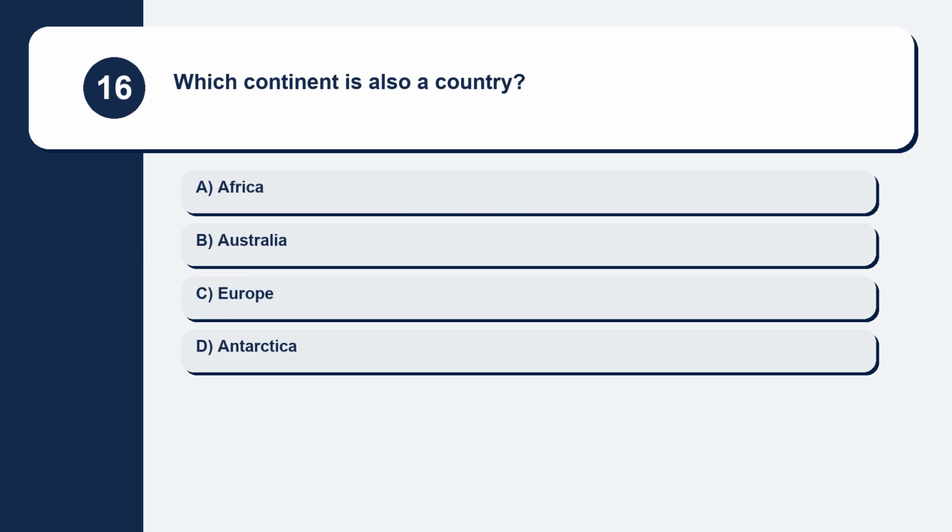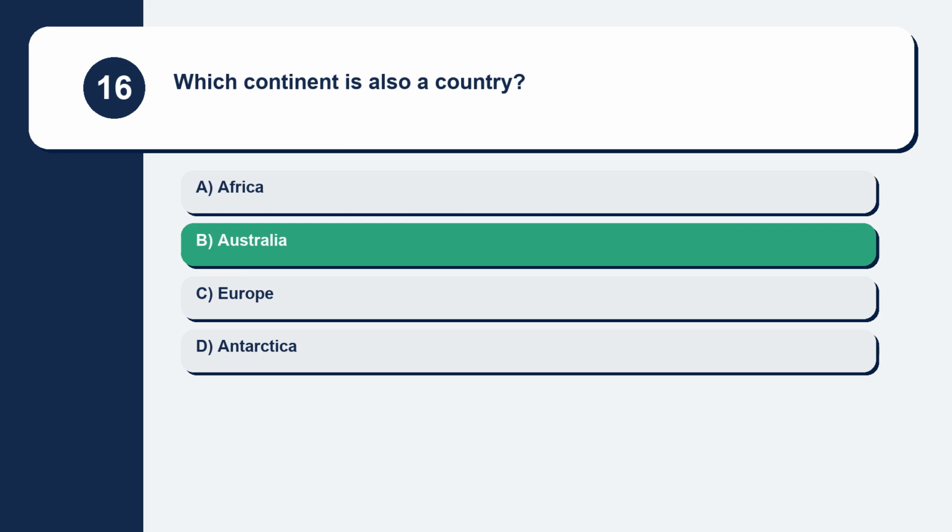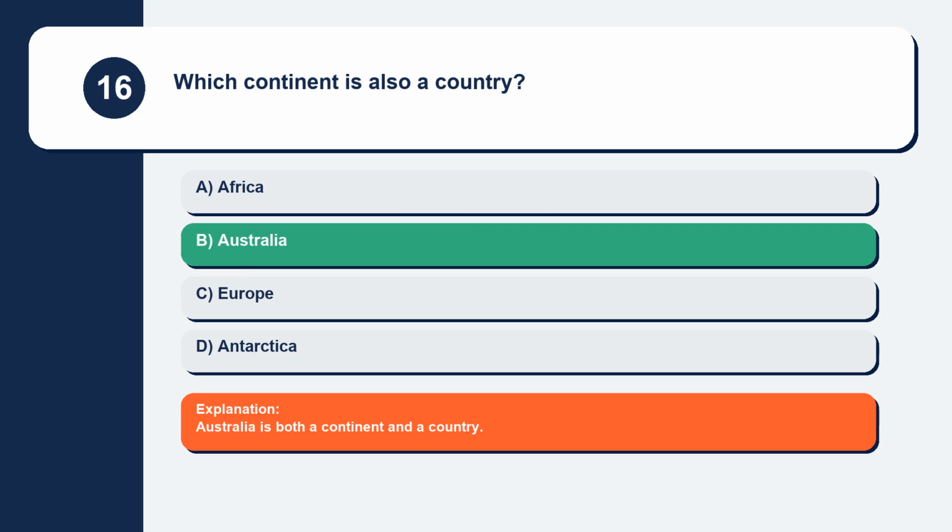Question 16. Which continent is also a country? Africa, Australia, Europe, Antarctica. Australia is both a continent and a country.